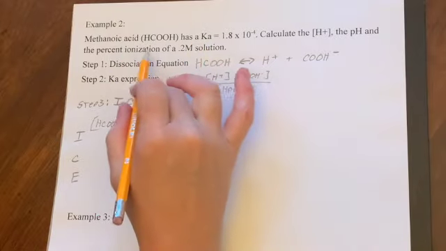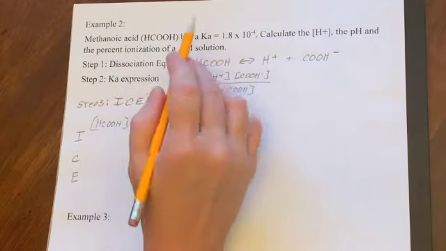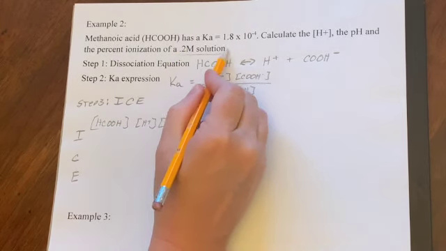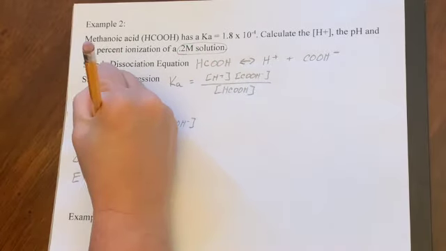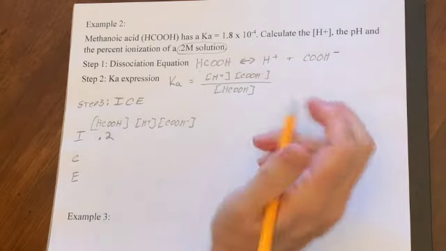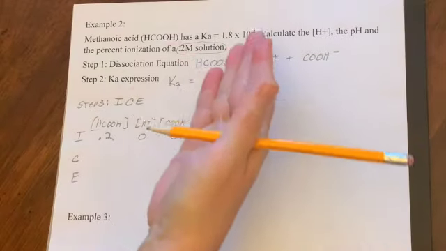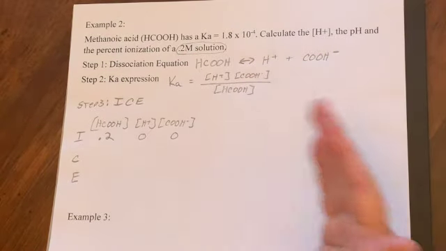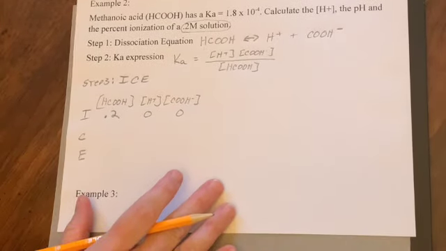All right, so here we go. Calculate all of these things if you have a 0.2 molar solution. So that means I am starting with 0.2 molar of my methanoic acid. I don't have any of my ions to begin with. Now, in this case, I've given you the Ka, but I haven't given you any information as to what these ions are at equilibrium. So that means this is a classic ICE problem.